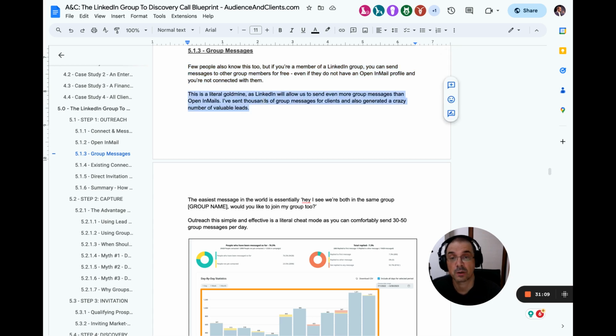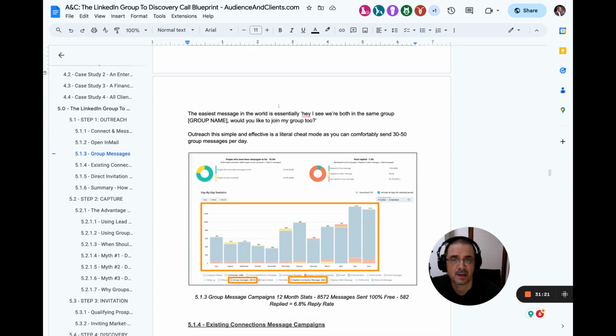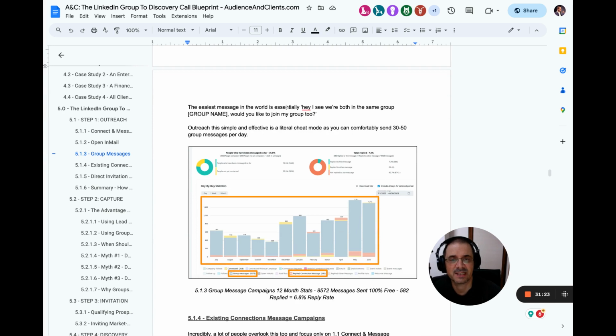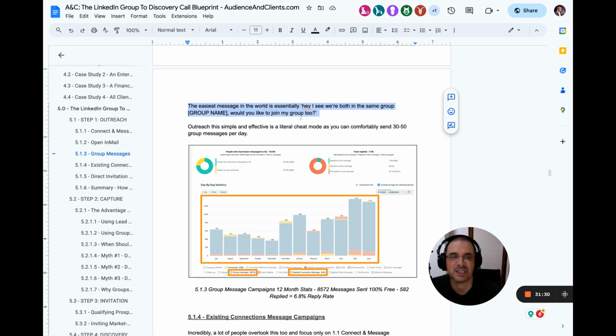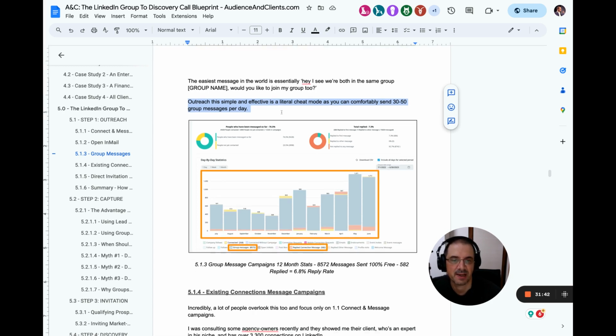This is a literal goldmine, as LinkedIn will allow us to send even more group messages than open emails. I've sent thousands of group messages for clients and generated a crazy number of valuable leads. Now, the easiest message in the world is essentially, "Hey, I see we're both in the same group," referencing the group name. "Would you like to join my group too?" That's essentially what the message structure template is. Outreach this simple and effective is a literal cheat mode, as you can comfortably send 30 to 50 group messages per day, if not more.